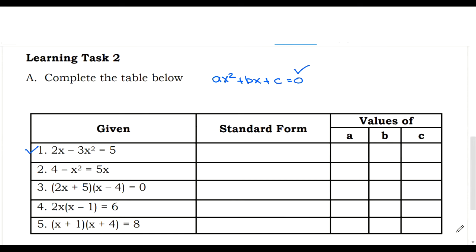We have here 2x minus 3x squared equals 5. Obviously, this one is not yet in standard form. Why? Because we still have a constant here on one side of the equation. So we have to make it 0. How do we do that? We transpose 5 to the other side. Do not forget, kapag nagtatranspose, magbabago ang sign. So here, we have positive 5, magiging negative 5 siya sa kabilang side.